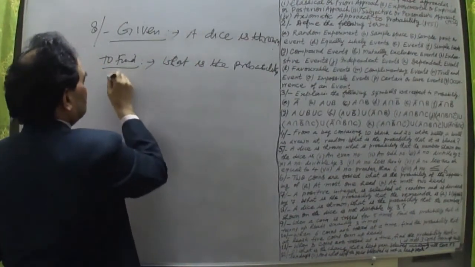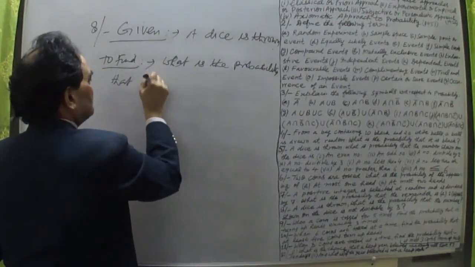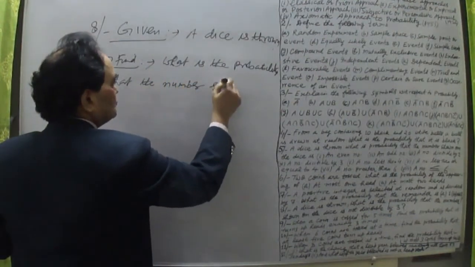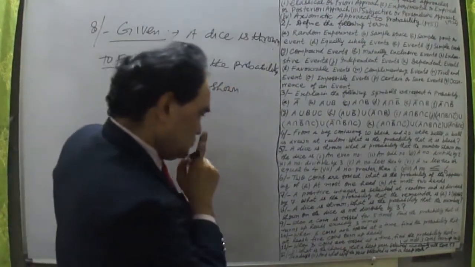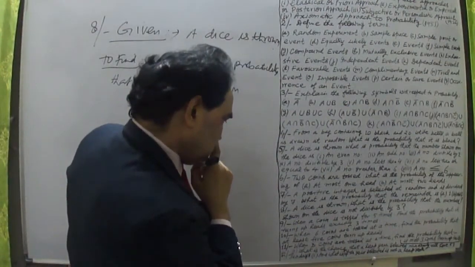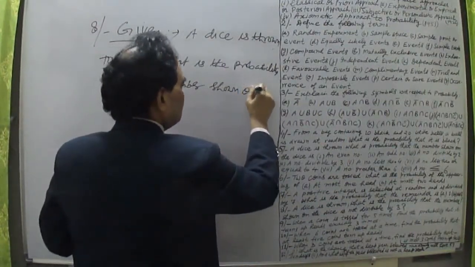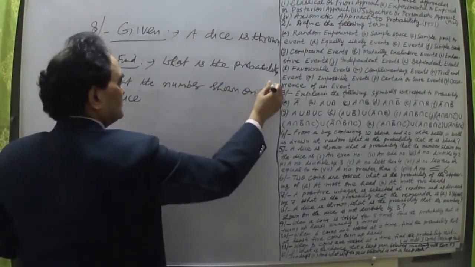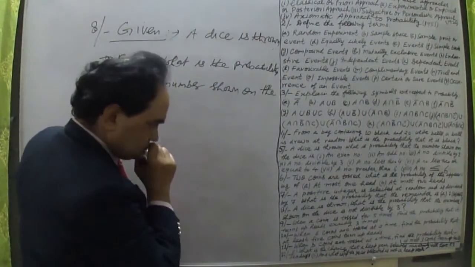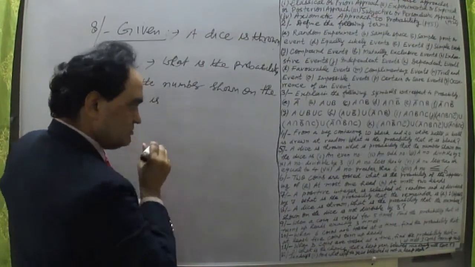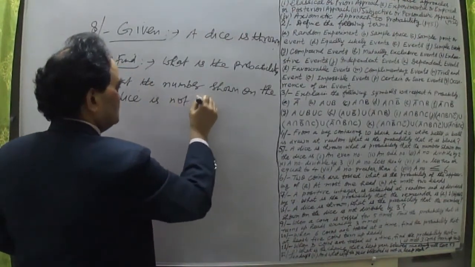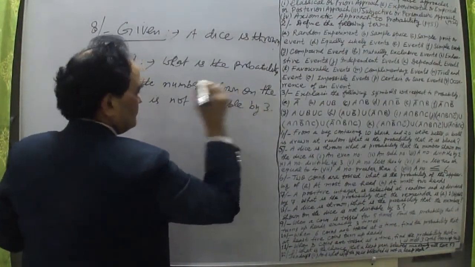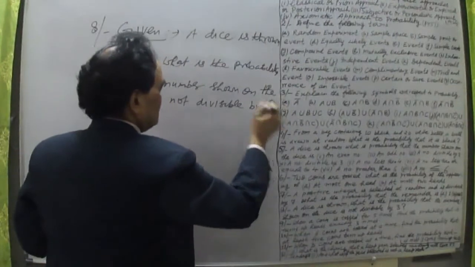What is the probability that the number shown on the dice is not divisible by 3? That is the probability we need to find.